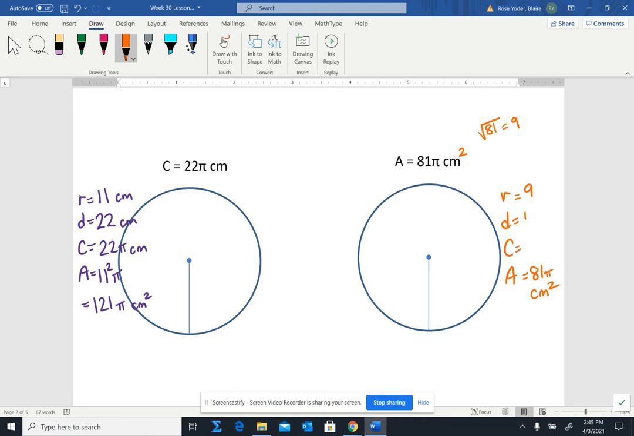Diameter is twice as long, so that's 18. And then the circumference then is just 18 pi. So 9 centimeters, 18 centimeters, 18 pi centimeters, but then the area should have been centimeters squared.